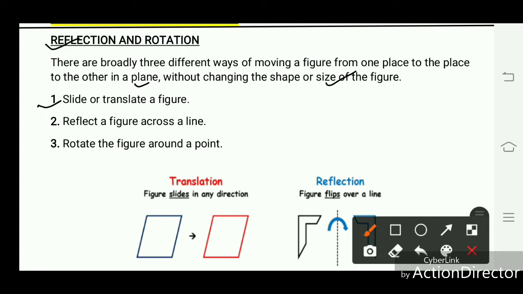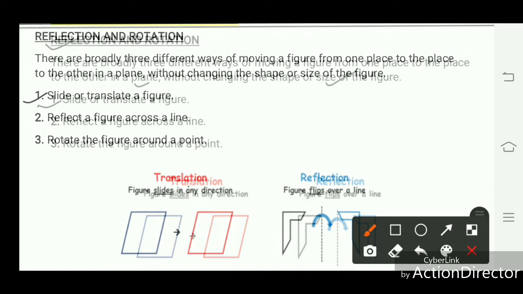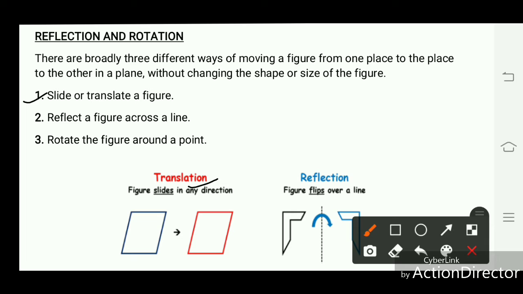The first way, slide or translate a figure. This figure, translation. The figure slides in only one direction. Figure shifts from here to here by sliding.